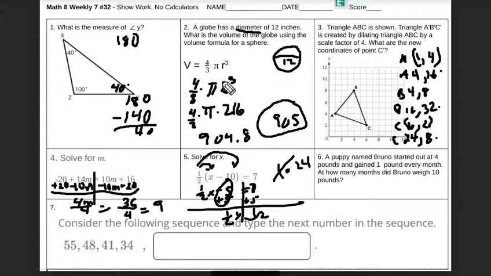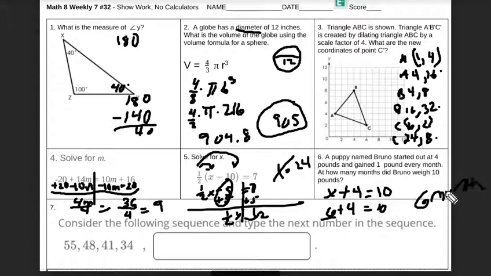All right, let's check out 6. A puppy named Bruno started out at 4 pounds. Okay, so that's our starting point. So if we're writing an equation, it was 4 pounds. And it gains 1 pound per month. So it's really just x, okay? Because how many x's do I have? I have 1 x. So that's 1. There's an invisible 1 here, okay? And we want to find out when it is going to equal 10. Well, that's easy. What plus 4 equals 10? Well, 6 plus 4 equals 10. Okay, so it would be in the 6th month.